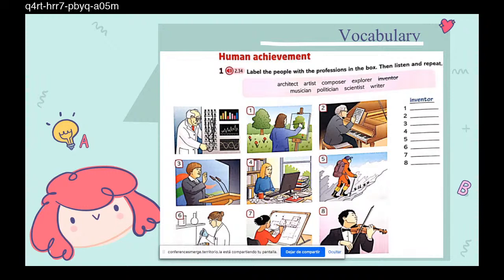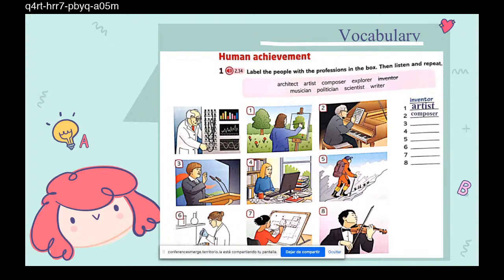The number one, it doesn't have a number there, but the example that we have over there is the profession of inventor, right? So for the number one, according to the pictures and the options that we have: architect, artist, composer, explorer, musician, politician, scientist, and writer. We are gonna start with the number one, and the answer is artist. The number two, the corresponding profession is composer.